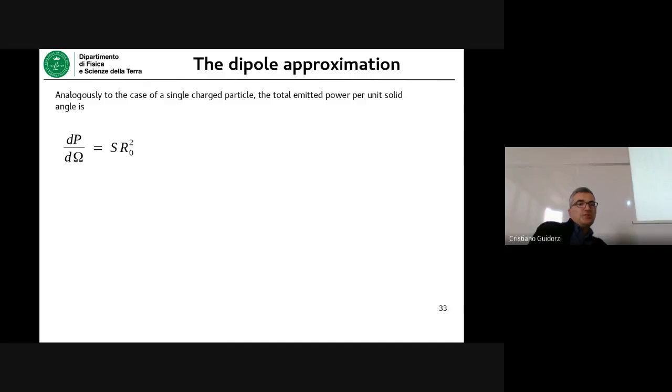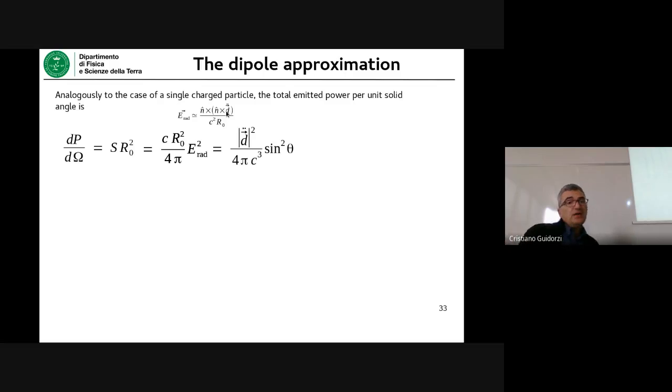I'm not going to repeat the same argument that I used in the case of one single particle. P is the power here, so dW over dt. The power per unit solid angle you get just by multiplying the Poynting vector S times R squared. In this case R0, because we assume one single position for all the particles. Now let's replace E rad for the system of particles. I rewrote it here above to remind you: E rad is n vector, double time derivative of the electric dipole moment.